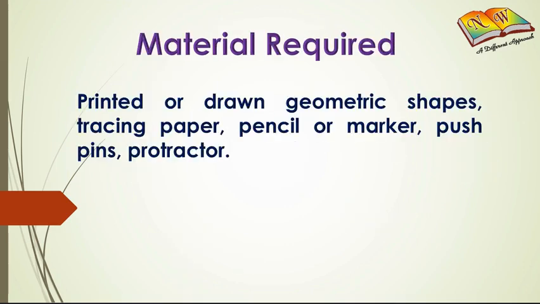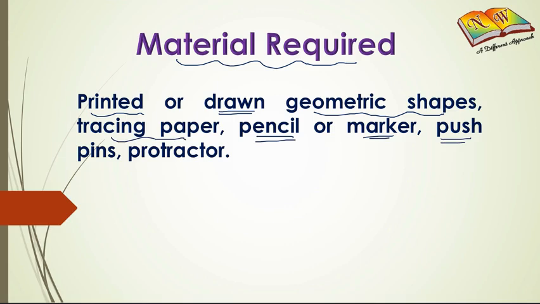Let's now understand the material required to perform the activity. The first thing is the printed or drawn geometric shapes. It can be square, rectangle, circle, star, etc. You need tracing paper, you need a pencil or marker, you need push pins which will act as the point through which the object will be rotated, and you need a protractor. So let's now perform this activity and understand the properties of rotational symmetry.